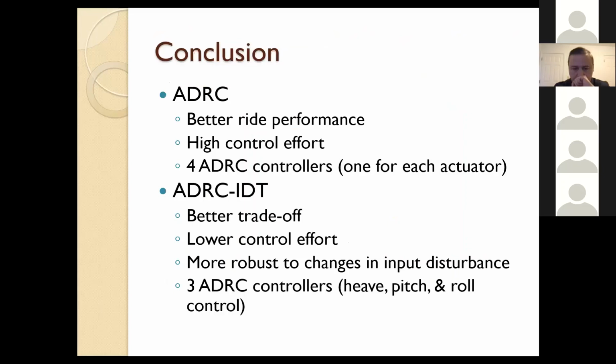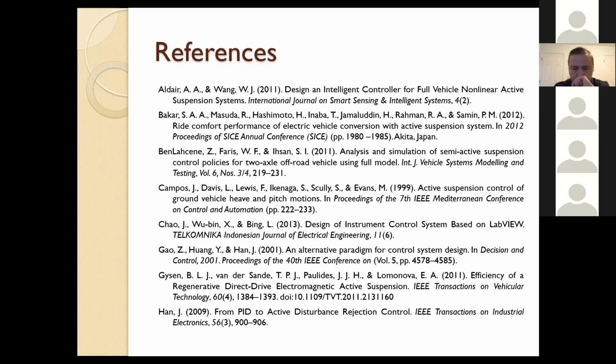The conclusion is ADRC will give a better ride performance, but high control effort, and we need 4 ADRC controllers, 1 for each actuator. ADRC IDT, again, will give a better trade-off, lower control effort, and we will need a lower number of controllers, 3 controllers. And again, this is one of the things that made ADRC and ADRC IDT of quite an interest to many industrial applications to this moment. By this, I think I covered my presentation.